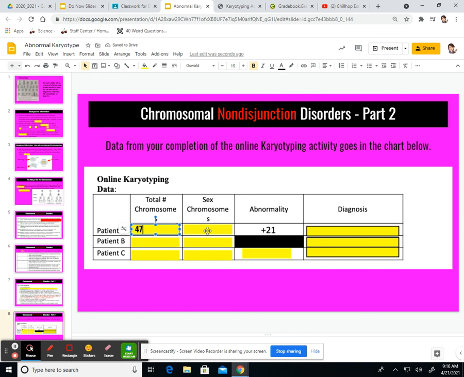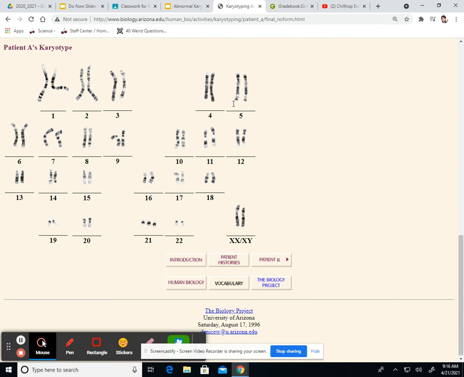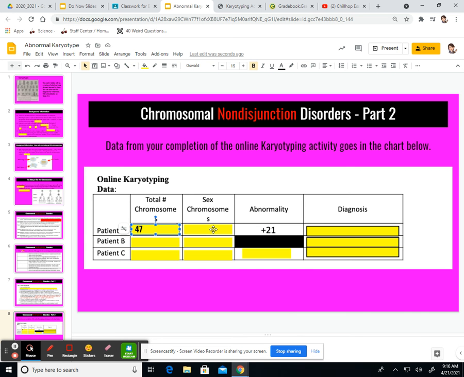So that is what you would be filling in for number of chromosomes. Now I need to find the sex chromosomes. Our options, remember, are X or Y, and some combination of those depending on the patient we're looking at. So if I look over here, I have 2 chromosomes that are the same. So this must be XX. So that is what I'm going to fill in here. Sex chromosomes are XX.